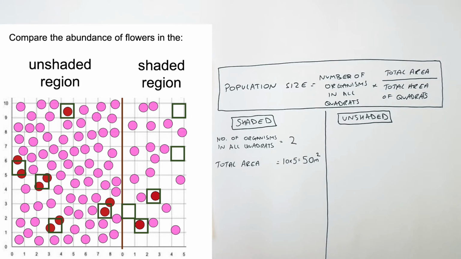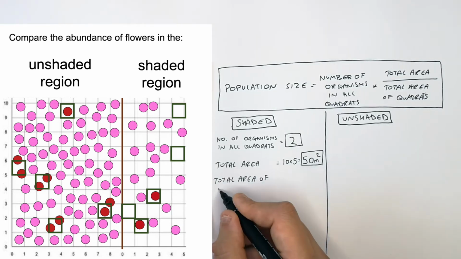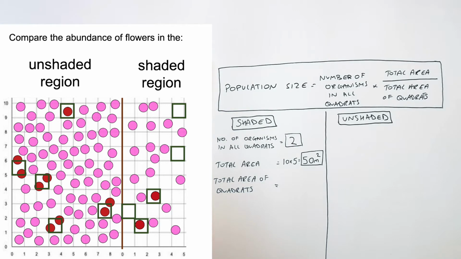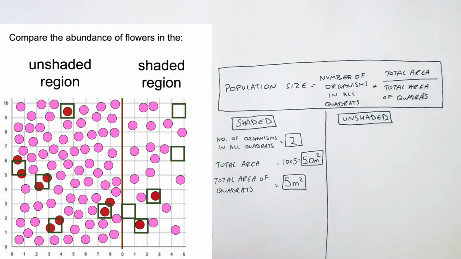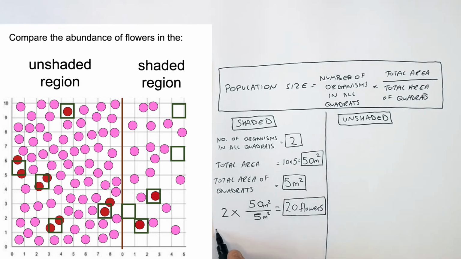Now each of the quadrats are 1 square meter. They are 1 meter by 1 meter. So if we've got 5 quadrats, the total area of the quadrats is 5 square meters. So now you do 2 organisms in all the quadrats times the 50 meters squared, which is the total area, divided by the total area of the quadrats, which is 5, and that will give you an estimated population size of 20 flowers.